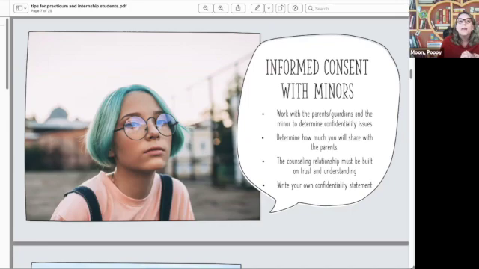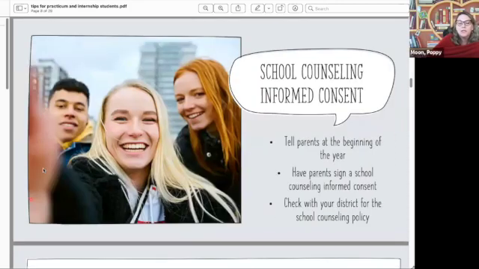We're going to make sure that our counseling relationship is built on trust. The parents trust me, the child trusts me, and we know that we can move forward together with a therapeutic relationship. And I will have the family work with me to write that confidentiality statement, and all of us will sign it so we'll know that we're on the same page and that everybody is looking out for each other.